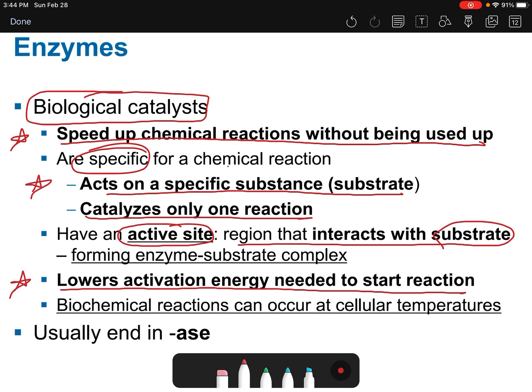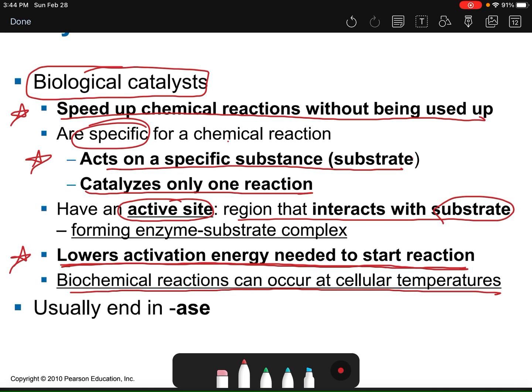So we use enzymes because they lower the amount of activation energy needed to start the reaction, which means then all of your reactions can occur at cellular temperatures. Okay? That's what we want. We want all of our reactions to occur at our own body temperature.